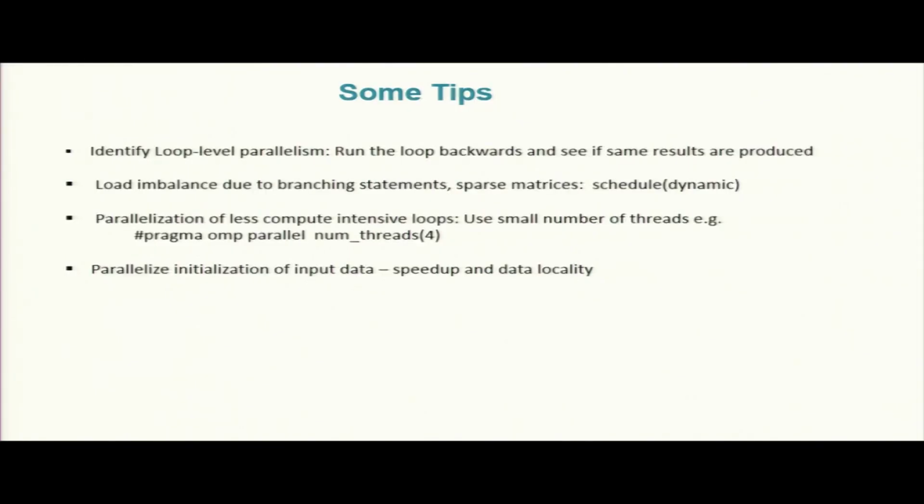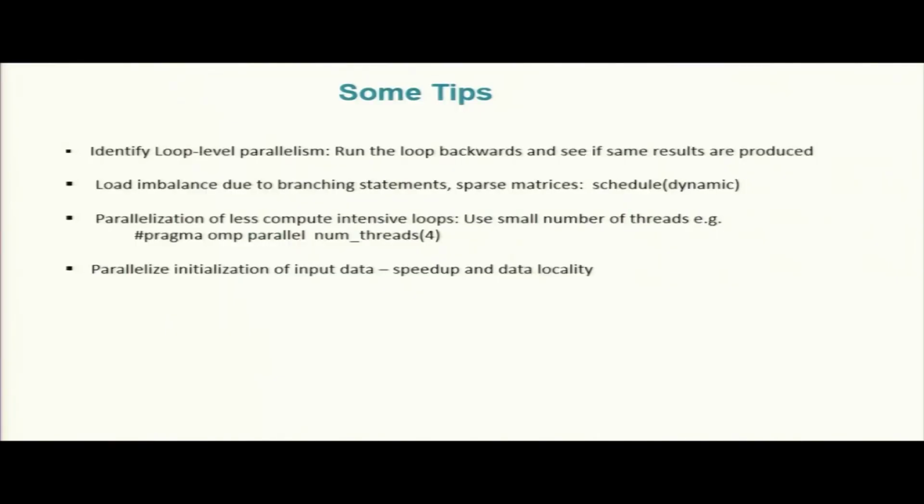So here we have some tips for identifying loop level parallelism. We have iterations, say from 0 to n. We don't know whether there is dependency across iterations or not, because if there is dependency, simply putting parallel for can give us wrong results. So we can run the loop backwards from n to 0 and see if we produce the same result. That is one way.